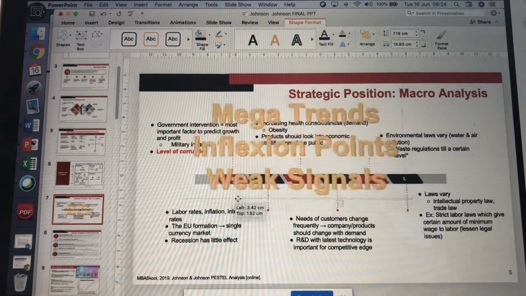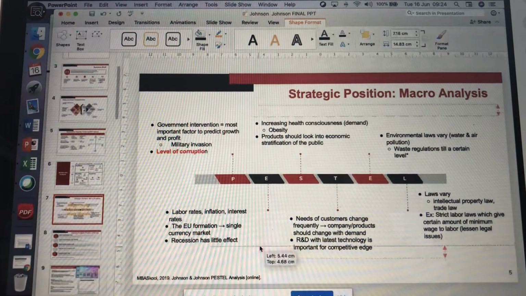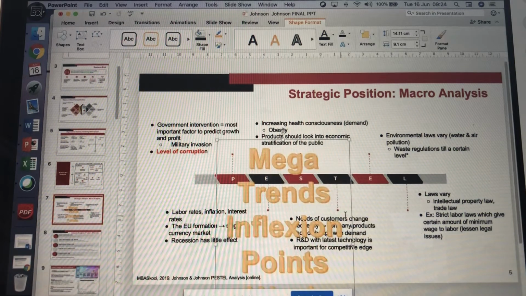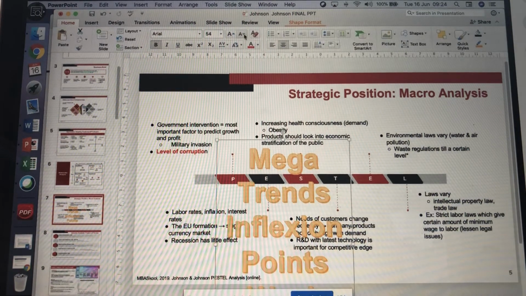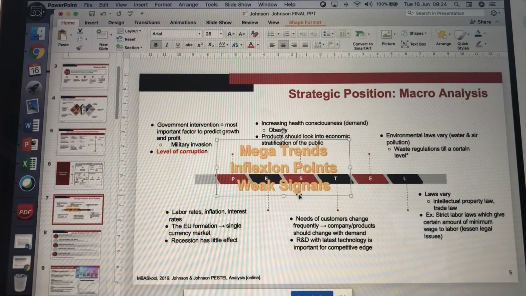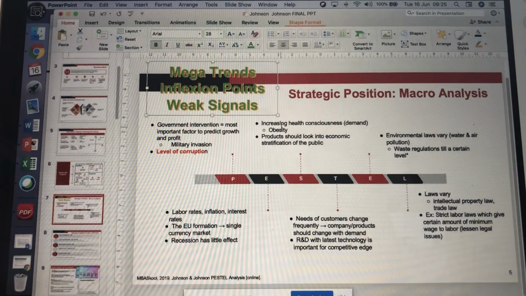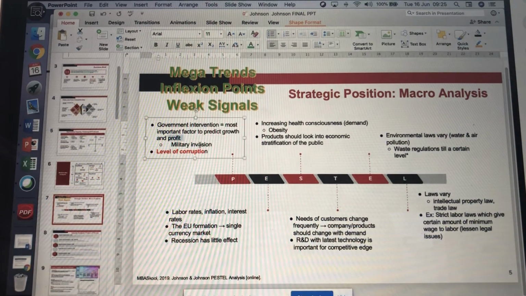So when you talk about macro analysis, it's not about decisions, okay? It's not about statistics. It should be to some degree clear and specific. Like if you talk about Switzerland, military invasion is less likely to happen.